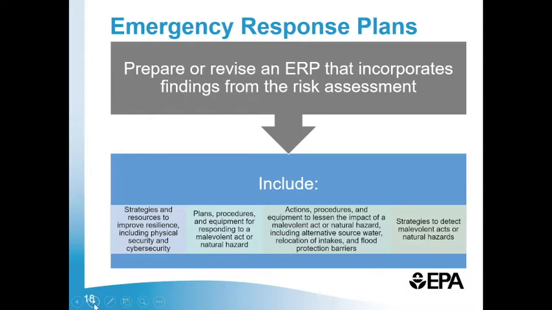There are strategies and resources to improve resilience, which we're calling resilient strategies. Plans, procedures, and equipment for responding to a malevolent act or natural hazard, we're calling those emergency plans. Actions, procedures, and equipment to lessen the impact of a malevolent act or natural hazard, we're calling those mitigation actions. And finally, strategies to detect malevolent acts or natural hazards, we're referring to those as detection strategies.